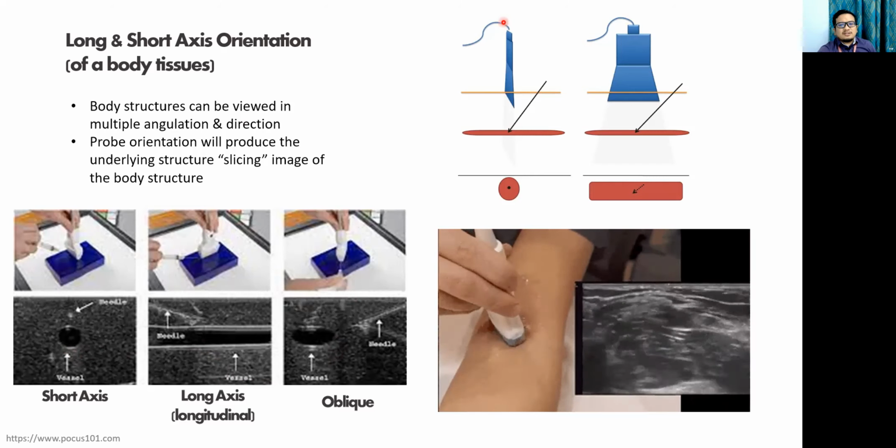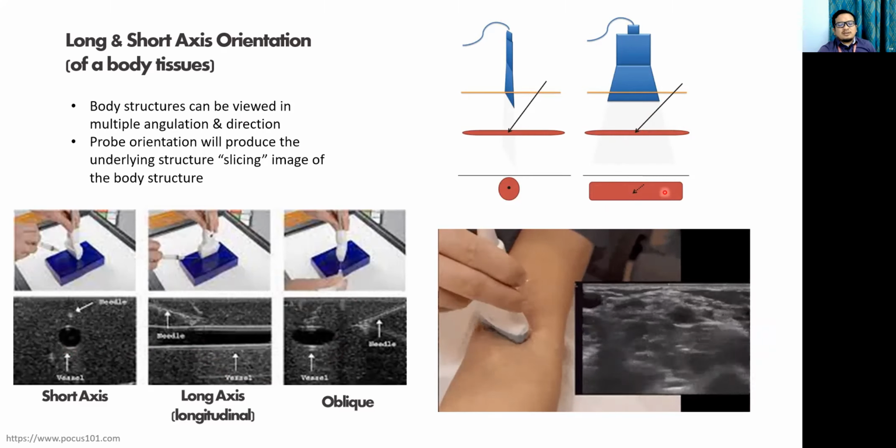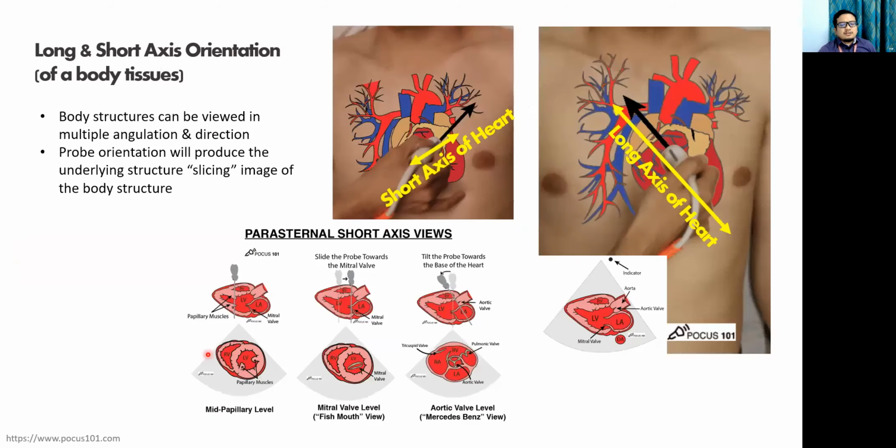This is the direction of the probe, and this is what you see in the ultrasound image. If you put it along the longitudinal axis of the vessel, you can see the long axis structure of the vessel like this. Long and short axis orientation can also be used in echocardiography. When you scan like this, you scan the short axis of the heart, and if you point it towards the right shoulder, it will scan the long axis of the heart.